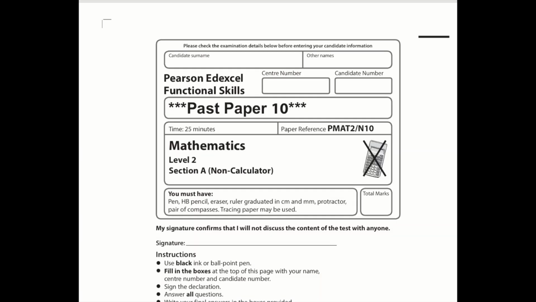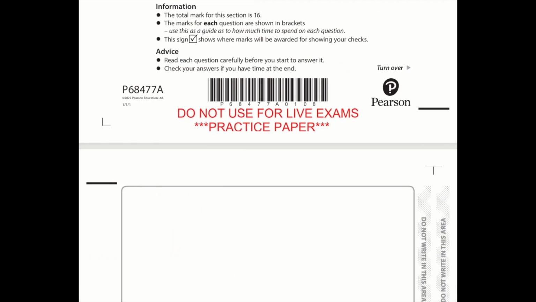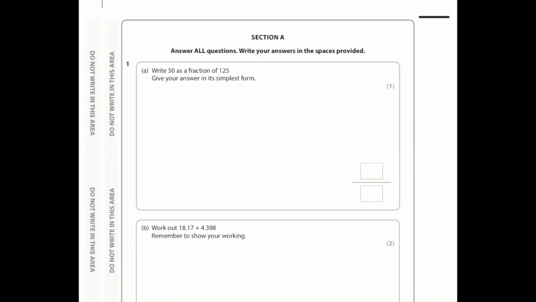Here are the video solutions for Pearson Edexcel Functional Skills Maths Level 2. This is section A, which is the non-calculator section from past paper 10. Okay, so let's go to question number 1.